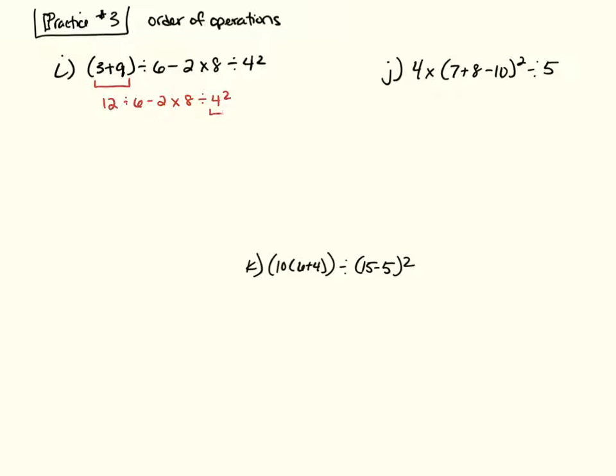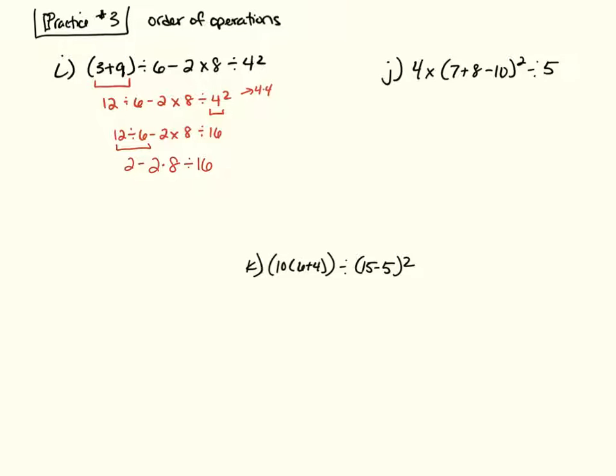Next, we're going to take care of the 4 squared. So we've got 12 divided by 6 minus 2 times 8 divided by 4 squared, which is actually 4 times 4, which is 16. The next thing we're going to do is take care of multiplication and division, going from left to right. Well, I see division first. We're going to take care of that 12 divided by 6, which is 2. Bring down everything else. I'm going to put a dot here for the multiplication so you guys don't think that's an x like a variable.